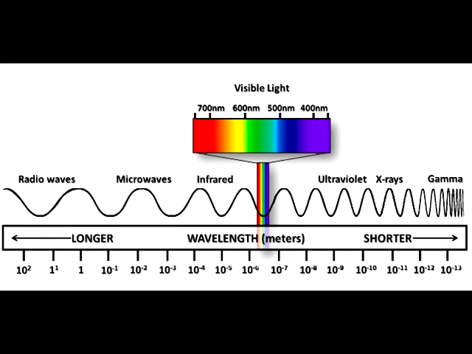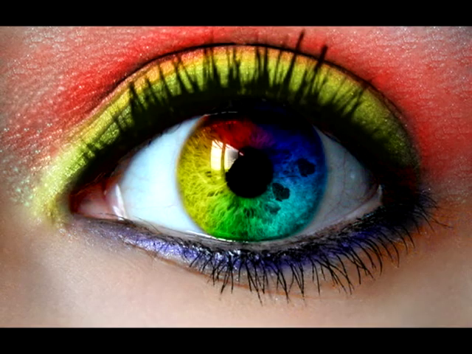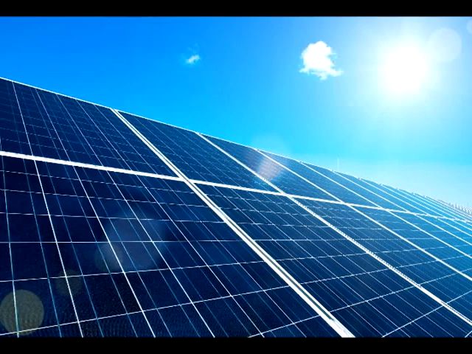Right now. Next we have visible waves, which are about the size of a single-celled organism, and are what we use to see. These are also used by solar cells to create electricity. Alright, so how does this conversion happen?